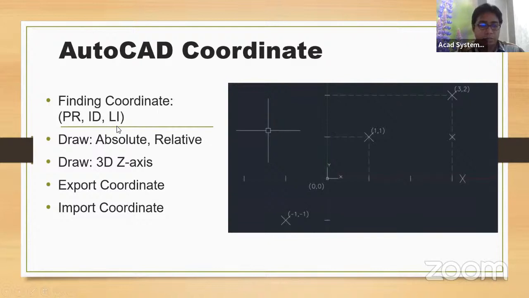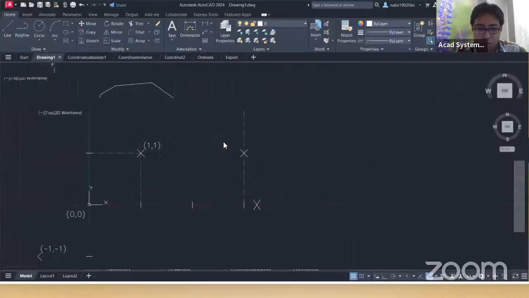Next, we're going to take a look at how we can draw using the coordinates. There are basically two methods: one is the absolute coordinates and the other is the relative coordinates. Once we have a drawing, we want to take a look at how we can import and also export this coordinate information. So let me share my AutoCAD.